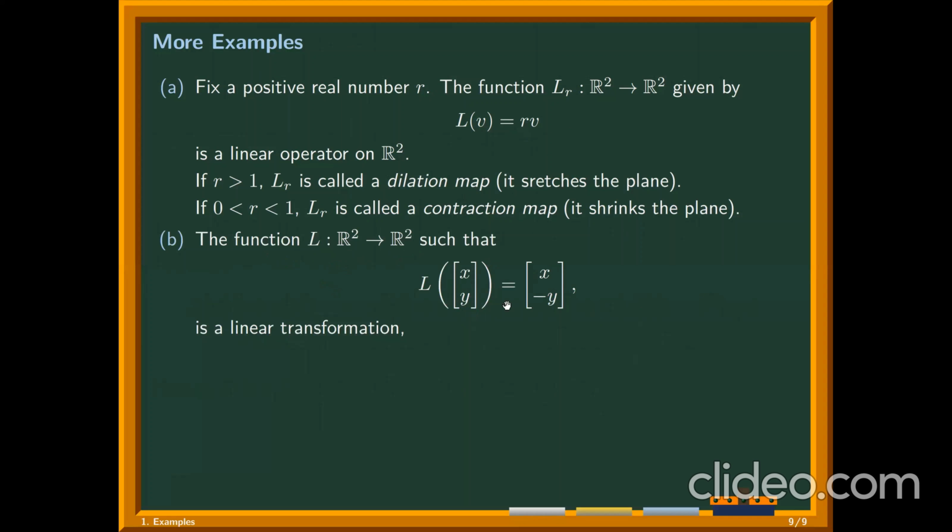The function from R2 into R2 given by L of (x, y) equals (x, negative y) is also a linear transformation, as you may check. Geometrically, it acts as the reflection with respect to the x-axis. What it does on the plane is it turns the plane upside down. The positive y-axis becomes the negative y-axis. The x-axis is fixed.